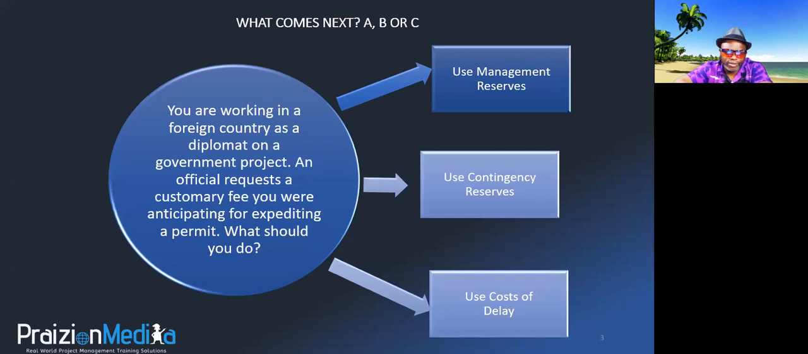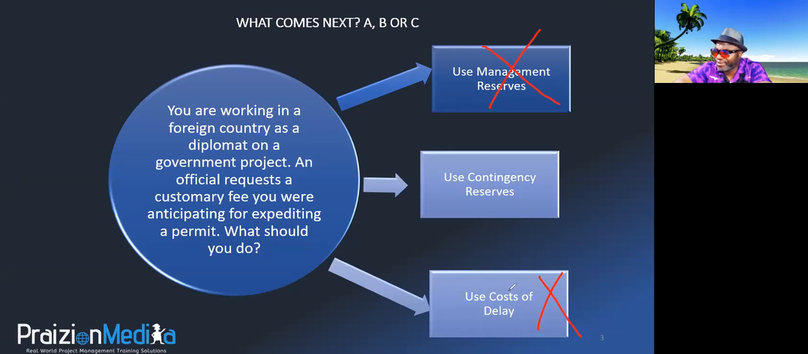So here's the trick. The trick to this is I was looking for you to read an official requests a customary fee you were anticipating. You're anticipating it. So when do you use management reserves? You use management reserves when you are faced with unknowns. So it's not an unknown, so you don't need to use management reserves for that, right? And then cost of delay is just bogus. That doesn't even mean anything. Cost of delay is a delay, the cost of delaying features.